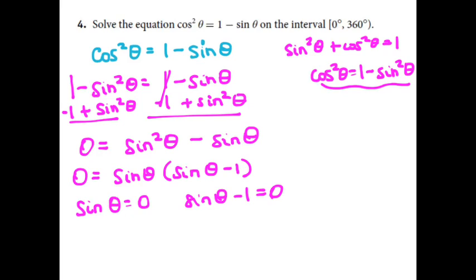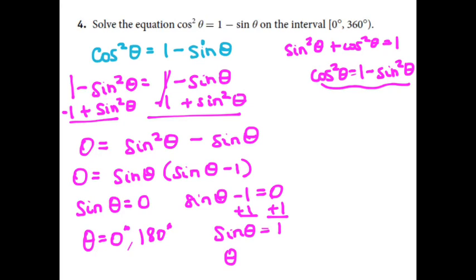Sine theta equals 0. Sine is the y-coordinate, so it's going to be equal to 0 on the x-axis. I want answers between 0 degrees and 360 degrees, so that means theta is going to be equal to 0 degrees and 180 degrees. And over here, I'm going to add 1 to the other side. Sine theta equals 1. And between 0 and 360, that only happens one time at 90 degrees.